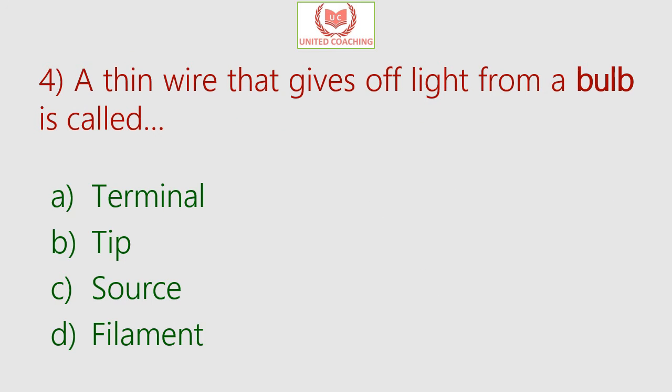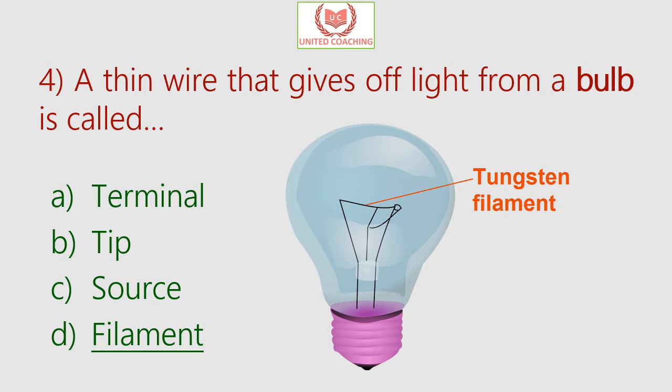Our next question is, a thin wire that gives off light from a bulb is called. So is it called terminal, tip, source or filament? So the answer is filament. The thin wire that gives off light in a bulb is called a filament, and that filament is made up of tungsten metal.